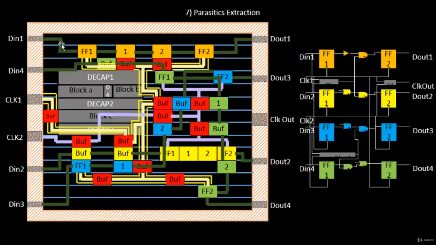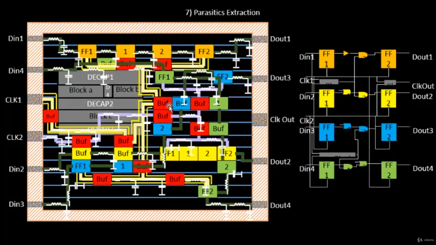Whatever wires you see over here are nothing but physical wires. They have a certain width and height, and the resistance and capacitance of these wires need to be extracted and used for some purpose. Each and every wire has some finite value of resistance and capacitance, and this needs to be extracted and used for the further process.